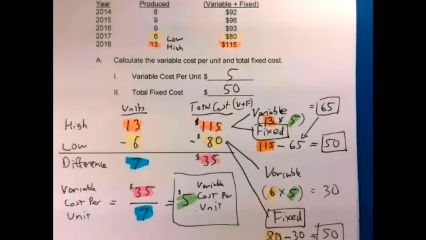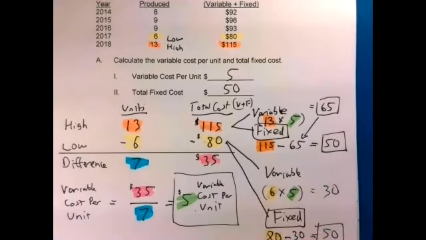So variable and fixed. Oops, you can't see what I'm doing. Variable and fixed minus the variable. These are just the fixed. So $50, and again, these two should match up. You can actually check your answers on this. Okay. On that.